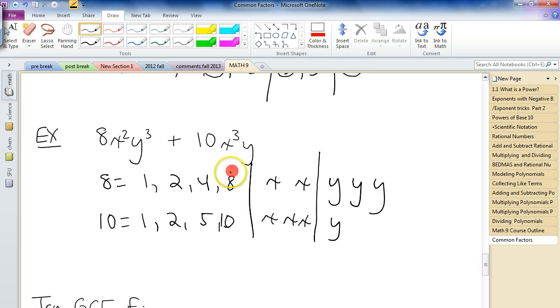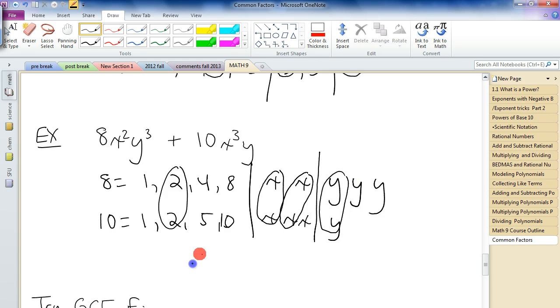The biggest thing we have in common is 2. X's. We got at least one x. Actually, they have 2 x's in common, at least. They both at least have 2 x's. But because 10 only has 1 y, there's only 1 y in common. So what does this all become? The greatest common factor in this case is 2. And there's an x and another x multiplying each other. That's x squared and a y.